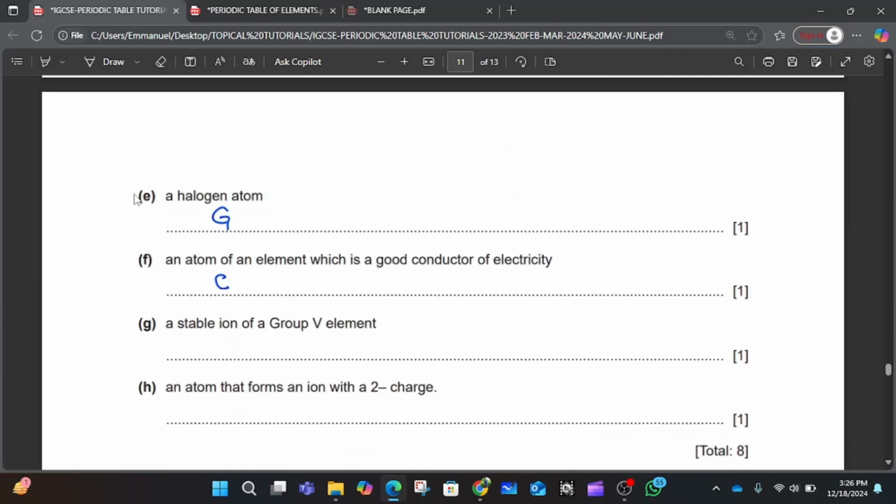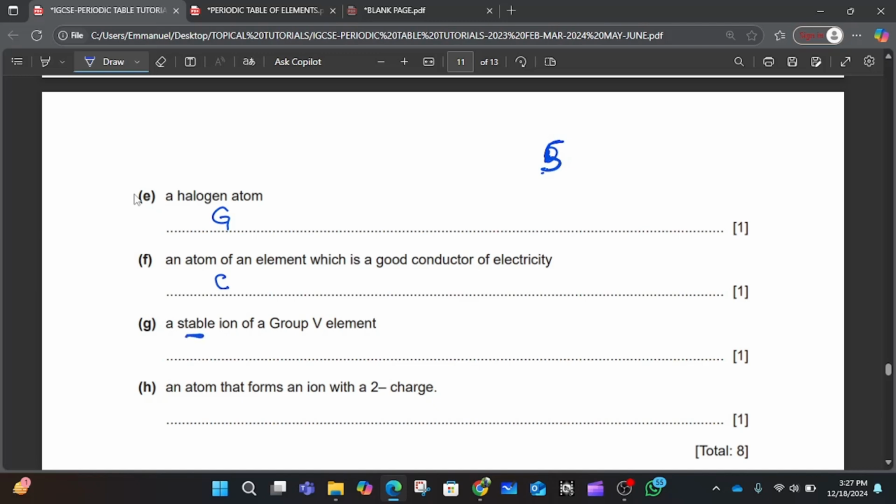G, a stable ion of group 5 elements. So the ion is of a group 5 element. It means that initially it was having 5 electrons in the valence shell, and now it is forming an ion. It means that group 5 elements are non-metals, so they have to gain electrons. And so it is forming a stable ion.